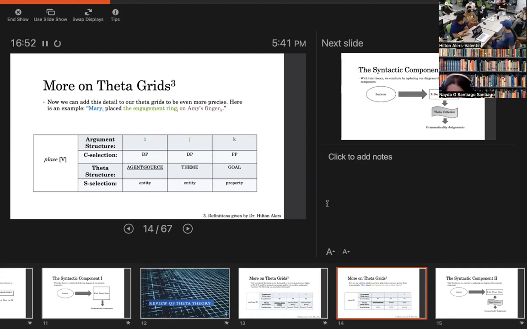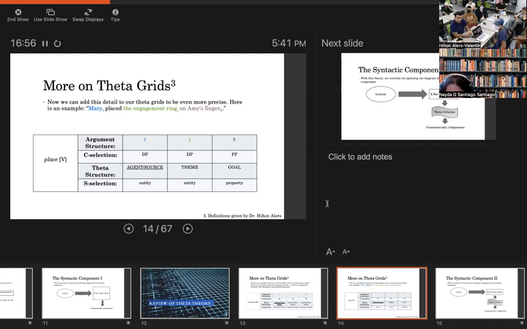So you're just using that sentence as an example. Yeah, and if every token has a valid theta grid, then it's valid. Yes, exactly. When we get to the next presentation, you'll see how that plays an important role in checking grammaticality of sentences.